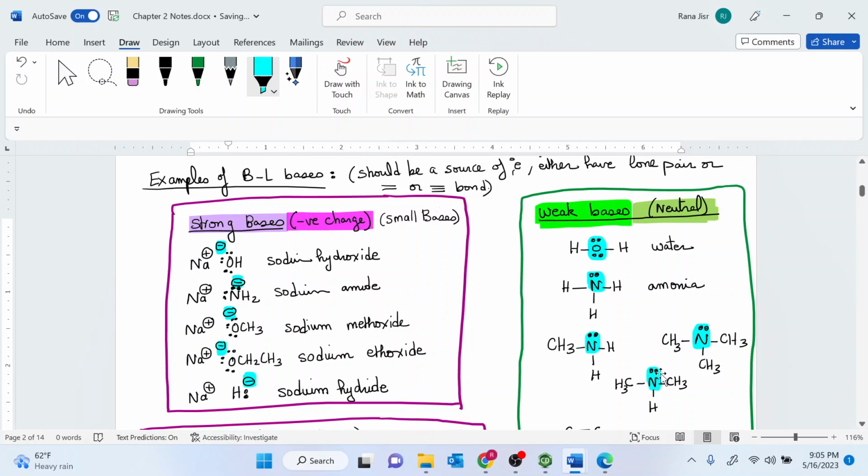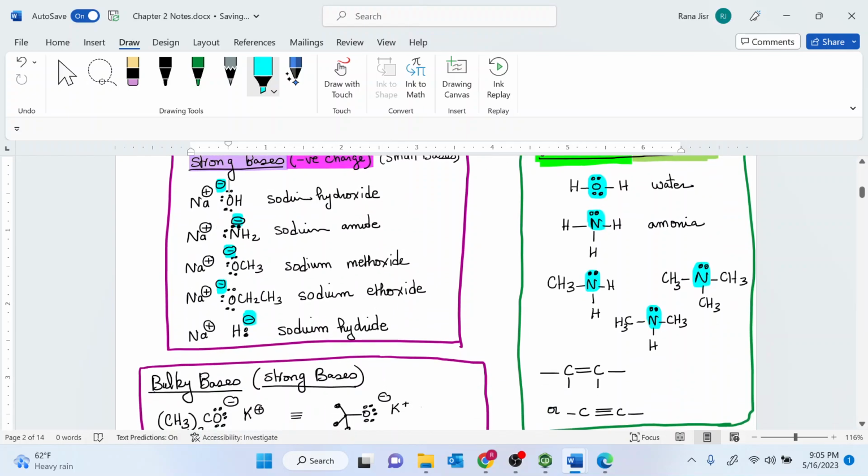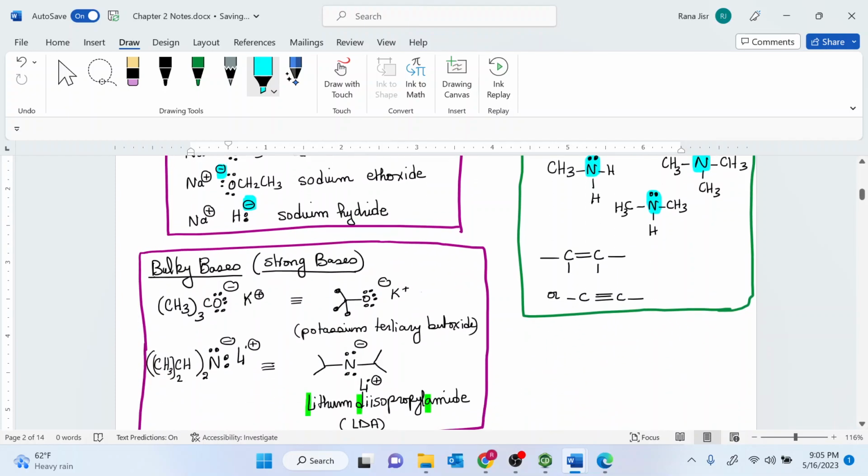All of those, they are zero formal charge. So these are considered to be bases because they have lone pairs and they are neutral. Neutral bases are classified to be weak bases. So if I am to compare between strong bases and weak bases, strong bases, they have negative charges. Weak bases, they are neutral, they have zero formal charge. Now you can see the difference between those bases in there, which is kind of like small bases, compared to the bulky bases that you have over here.